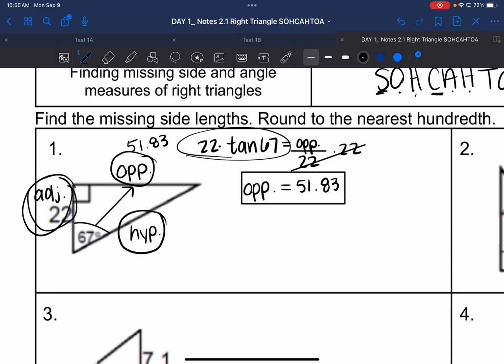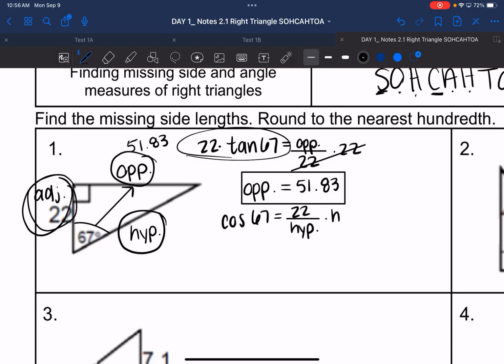So adjacent and hypotenuse, what ratio is that? Sine, cosine, or tangent? Cosine. So we're going to have cosine of 67 degrees is equal to adjacent, which is 22, over the hypotenuse. All right. So this time the hypotenuse is in the bottom, so it might be more than just one simple step. But we do need to get rid of the fraction first. So how are we going to do that? Multiply by what? The hypotenuse, right?